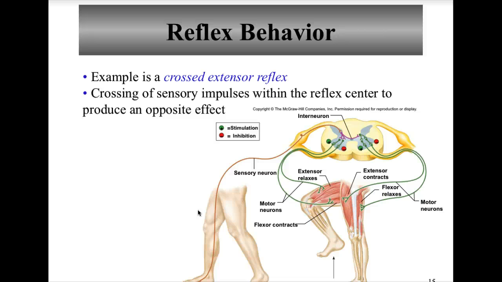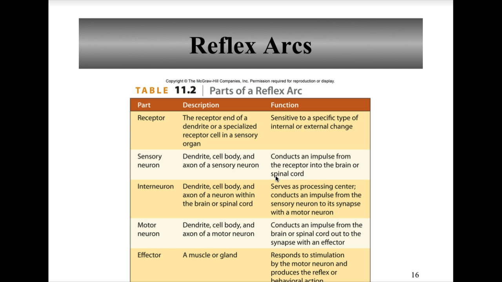An example also includes the crossed extensor reflex, which is crossing of sensory impulses within the reflex center to produce an opposite effect. So there you have stimulation and inhibition. And that would then again go with looking at stepping on that thumbtack.